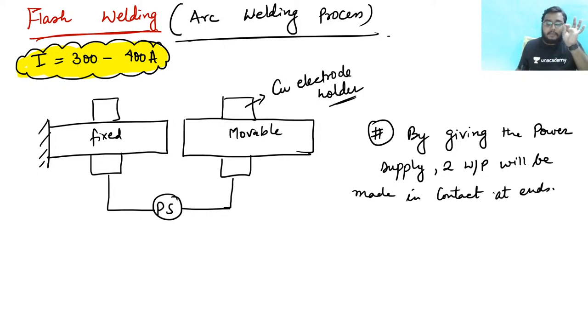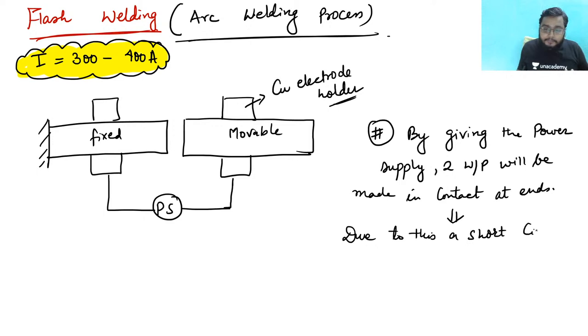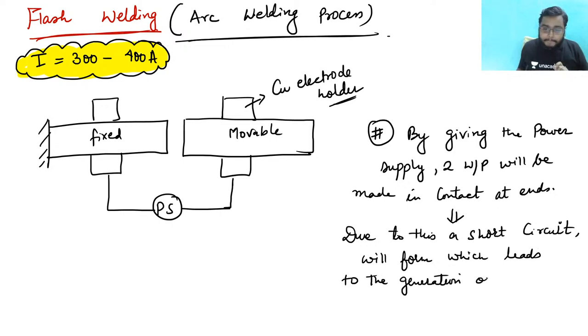Now see, when there is contact at the end, what will happen? A short circuit will form. And due to the short circuit, which leads to the generation of an electric arc.